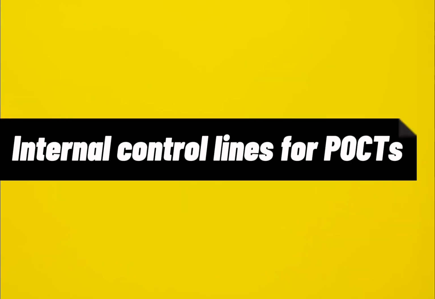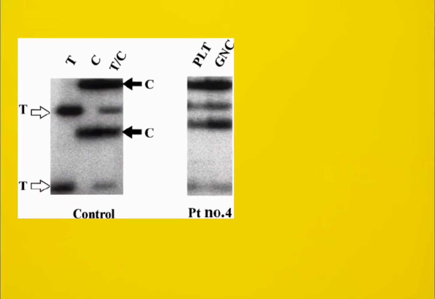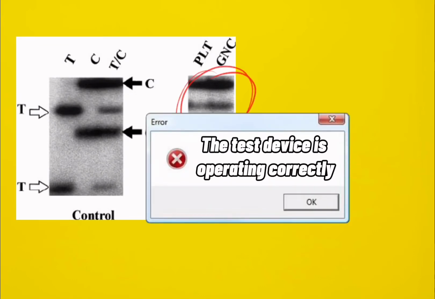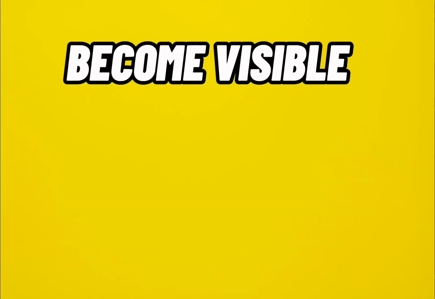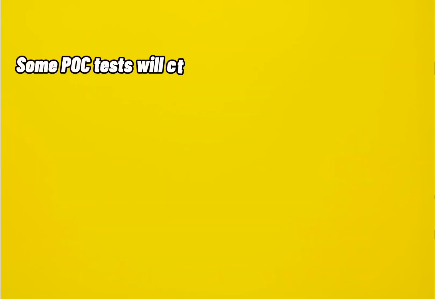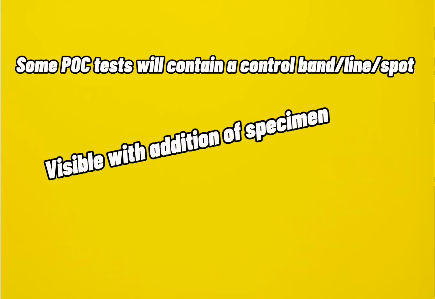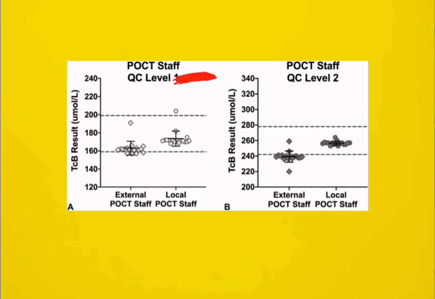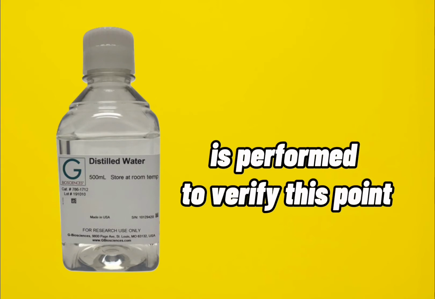Next, for internal control lines for POCTs, generally, most POCTs contain a control band, line or spot to determine that the test device is operating correctly. Most control bands, lines or spots will become visible with the addition of reagent, for example buffer. However, some POC tests contain a control band, line or spot that becomes visible with addition of specimen. It is imperative that the exact nature of the control band, line or spot is ascertained and recorded in the report. An experiment using distilled water instead of specimen is performed to verify this point.